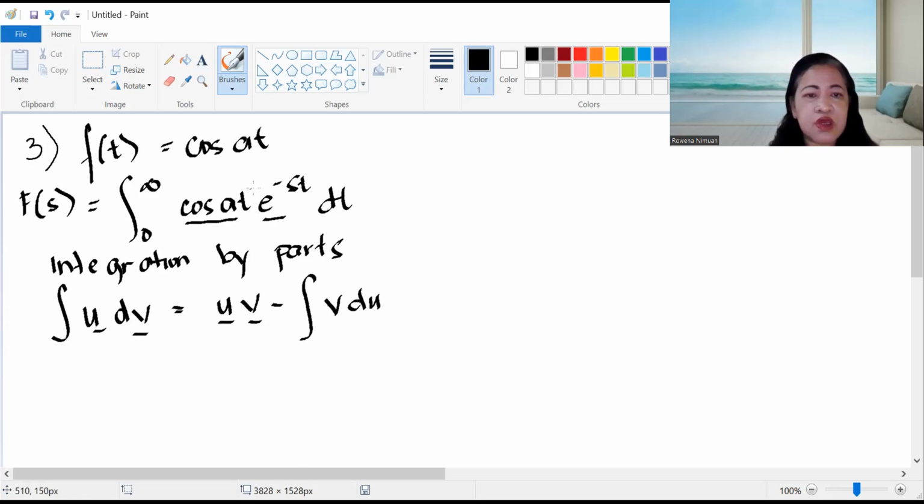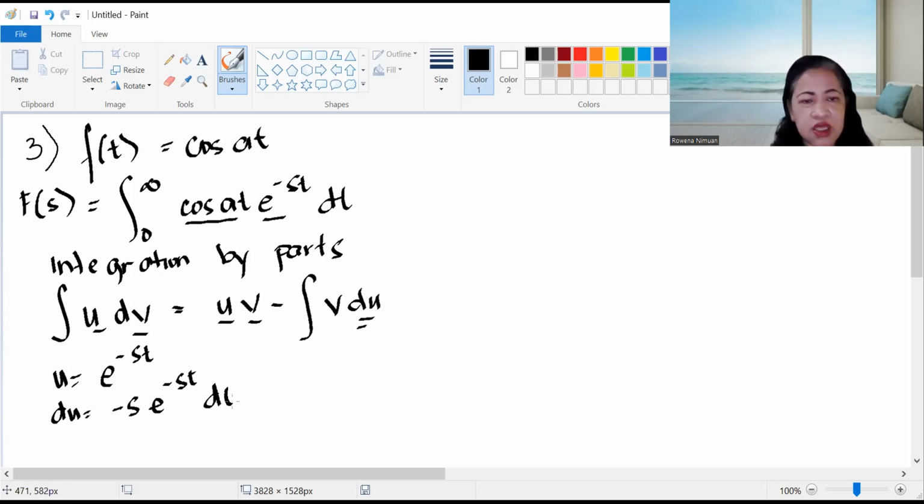So if I have here the cosine of at times e to the negative st, what if I choose u equal to e to the negative st? Since I have to determine du, du will be equal to negative s e to the negative st dt.